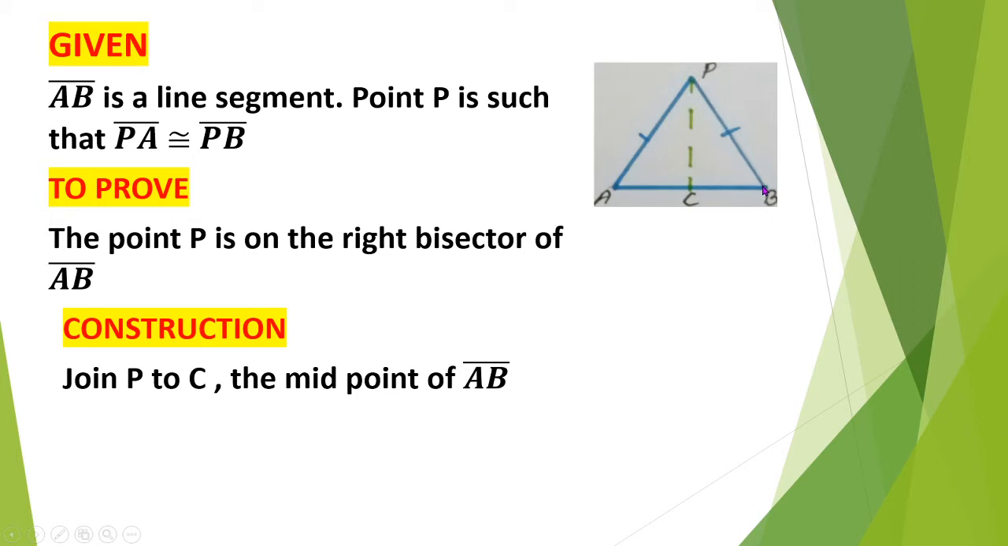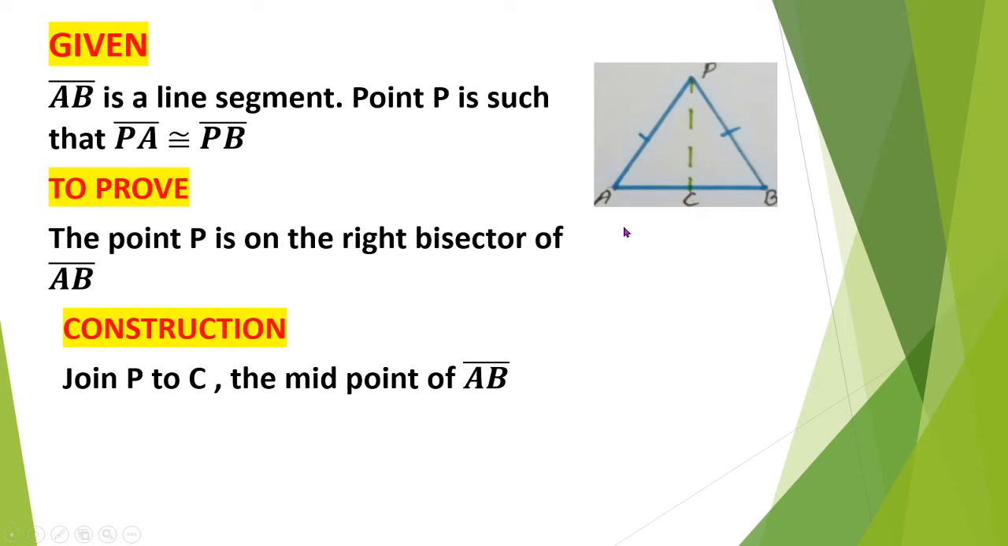And we have to prove that this point P is on the right bisector of AB, meaning it is making a 90-degree angle and bisecting this side into two equal parts. Basically we have to prove that this is a right bisector.